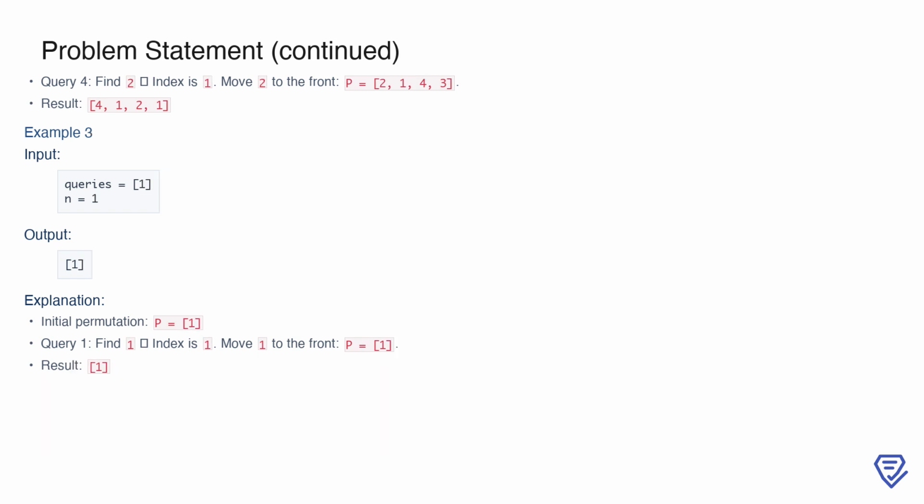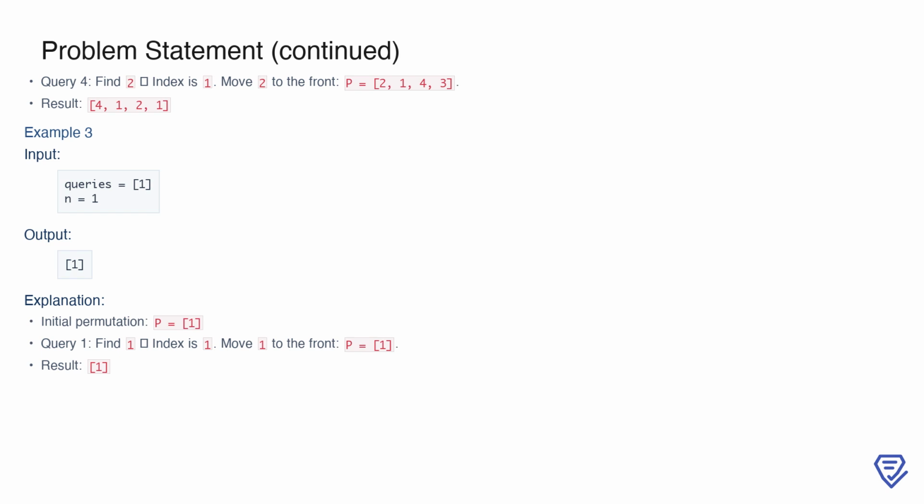Next, for the third query, the value is 2. In the updated permutation, 2 is at index 3. Moving 2 to the front changes p to 2, 1, 4, 3. For the fourth query, the value is again 2. Now, 2 is already at the front, at index 1, so the permutation remains 2, 1, 4, 3. The result for this example is 4, 1, 2, 1.